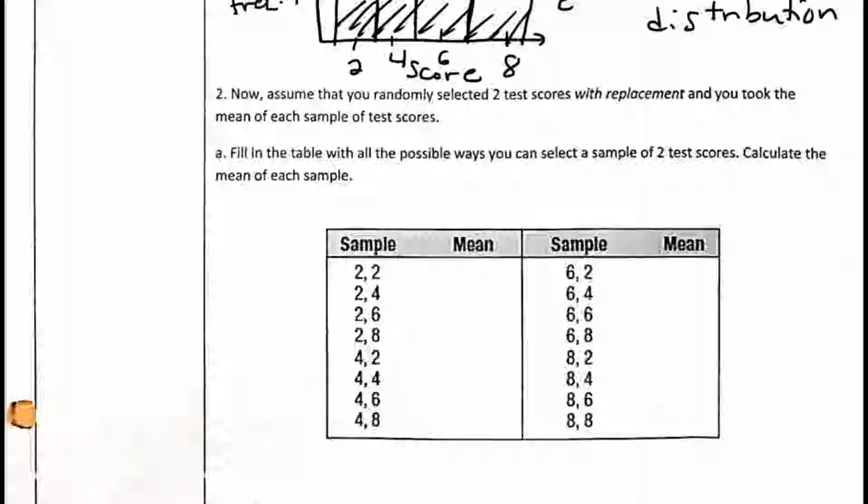So what we want to do is, with all these combinations, calculate the mean. All right, so 2 plus 2 divided by 2 is 2. 2 plus 4 divided by 2 is 3. 2 plus 6 divided by 2 is 4. This will give us 5, 3, 4, 5, 6, 4, 5, and so on.